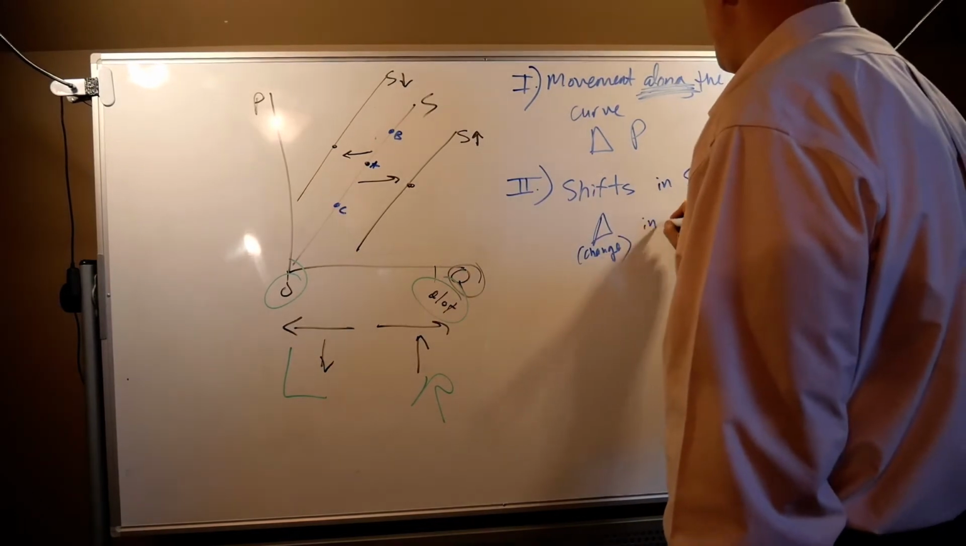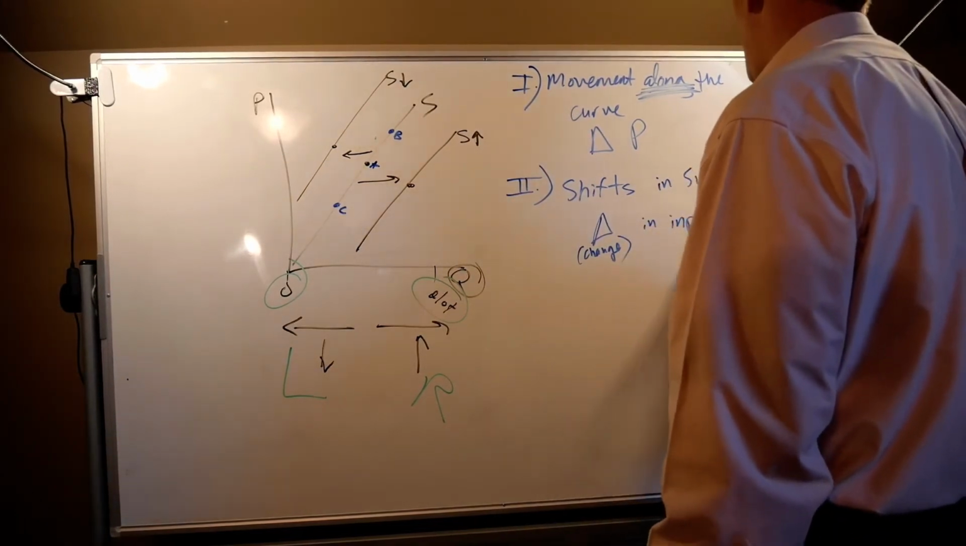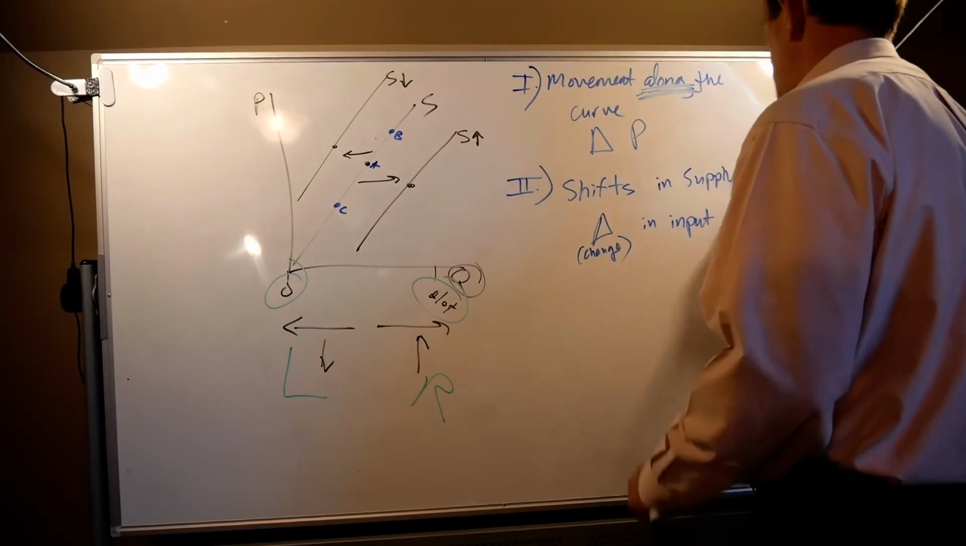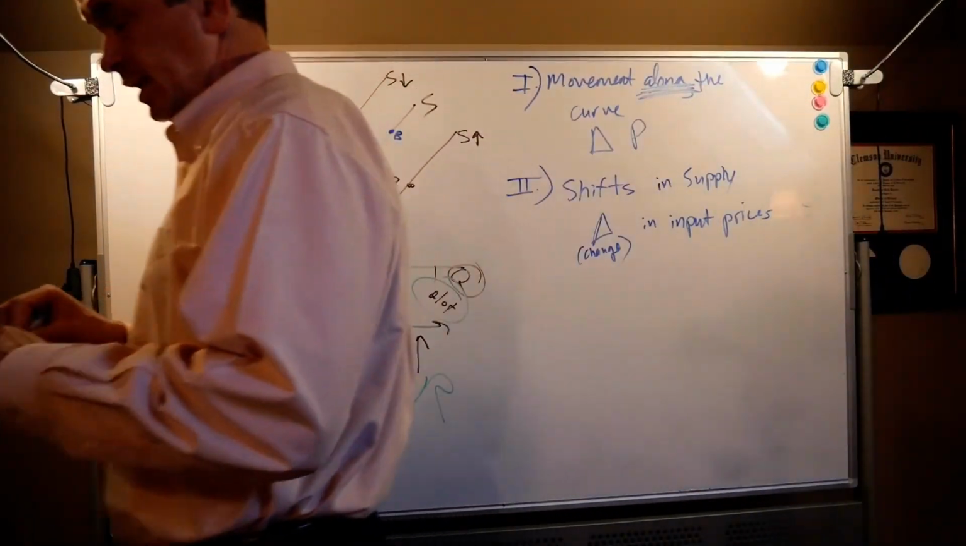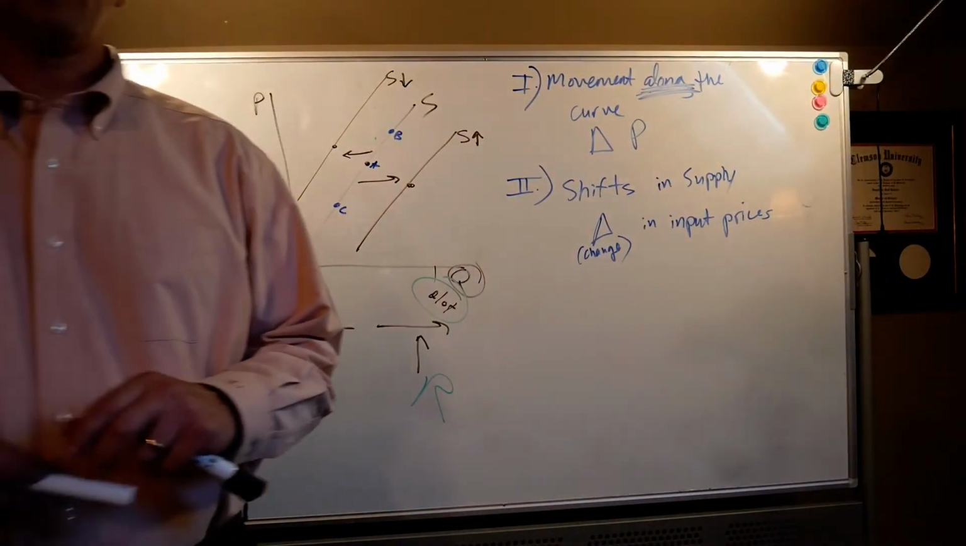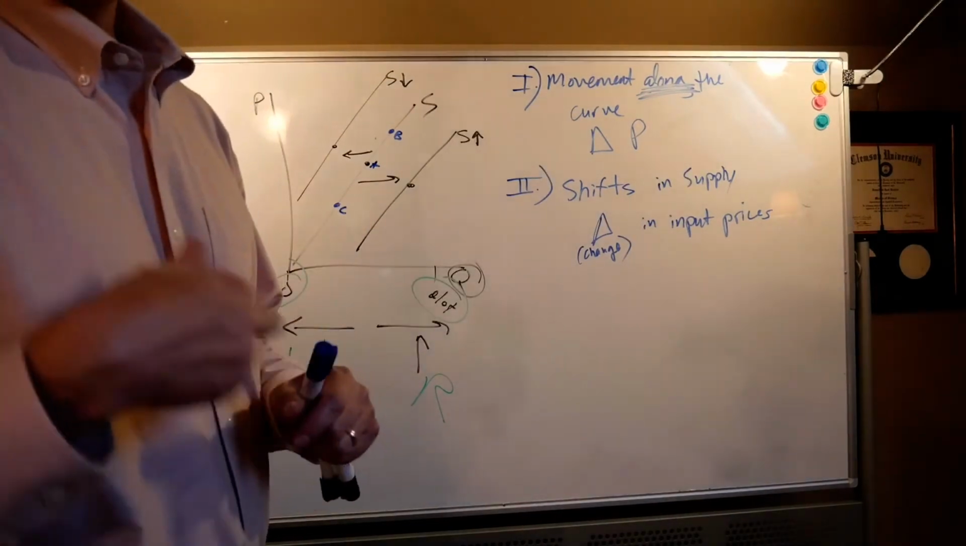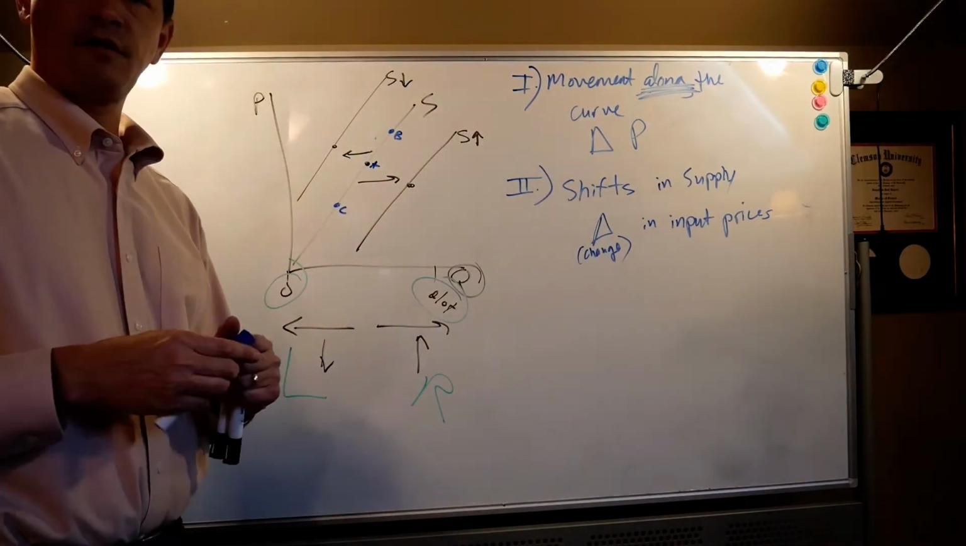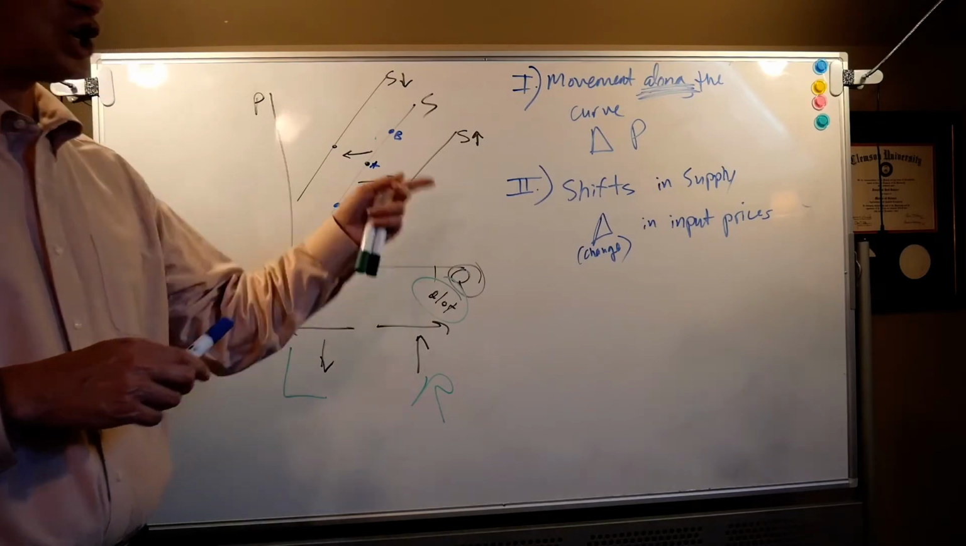Change in input costs or input prices. So let's say your business, all you do is make peanut butter and jelly sandwiches. So you basically have 4 inputs. You have labor, you have bread, you have jelly, you have peanut butter. Well, if peanut butter all of a sudden became really, really expensive, does that change your input prices?